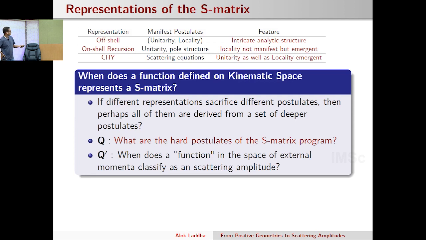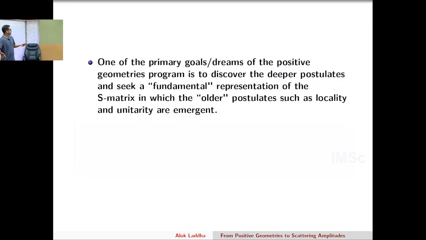So we can recast the question, which is written in the block, as: what are really the core hard postulates of the S matrix program that can never be compromised, and from which all the other postulates can be derived? Another maybe more grounded way to ask the same question is, if we are given a function in the space of external momenta, when do we know that it classifies the S matrix of some local and unitary quantum field theory? So this is one of the dreams of this program that I'm going to discuss in this talk: to discover core postulates from which all these other postulates emerge, and in some sense seek a more fundamental representation of the S matrix, from which locality and unitarity emerge. This is of course a very ambitious sounding goal.